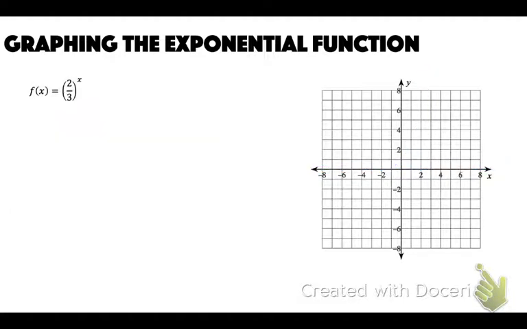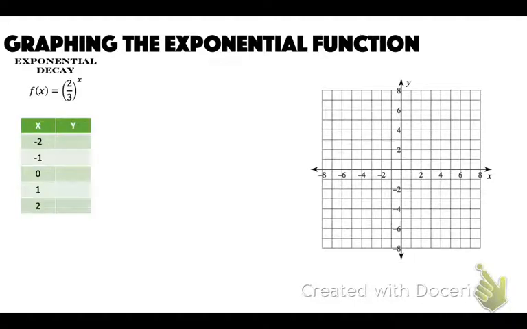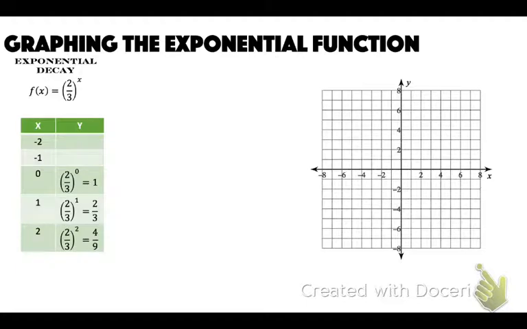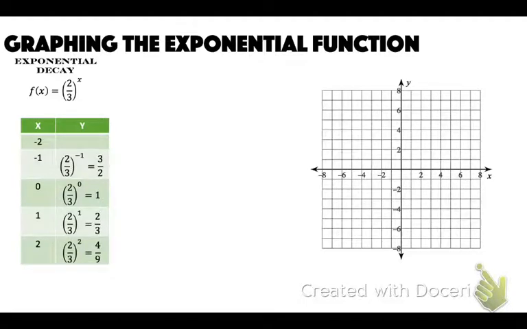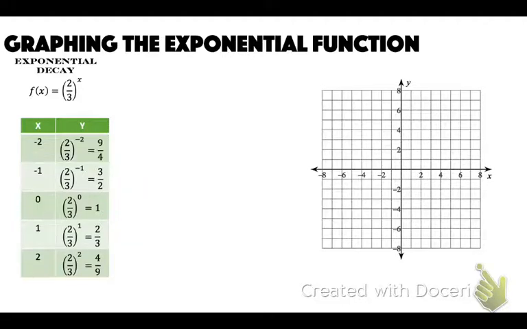Let's do another one. So 2/3 to the x power. This is going to be an exponential decay. And we'll still just go from -2 to 2. If you plug in 0, you get 1. If you plug in 1, you get 2/3. If you plug in 2, you get 4/9. If you plug in -1, that's just going to flip this fraction, so we get 3/2. If we plug in -2, we're going to get 9/4. Okay, so then we can plot those.